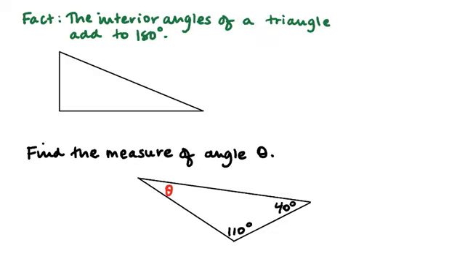To start, I'm going to begin with a fact that you definitely saw in your geometry class. You may or may not have proved this fact in your geometry class. I'm not sure. I haven't taught geometry in a while. But the interior angles of a triangle add up to 180 degrees, always, every time, every triangle.